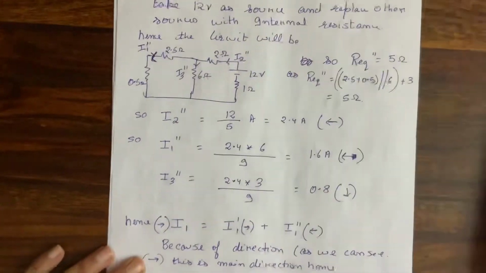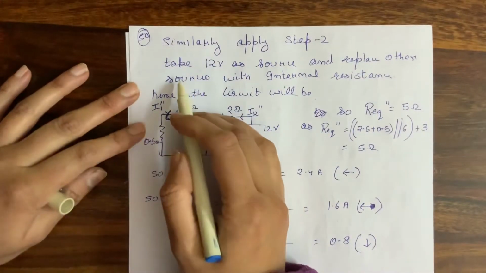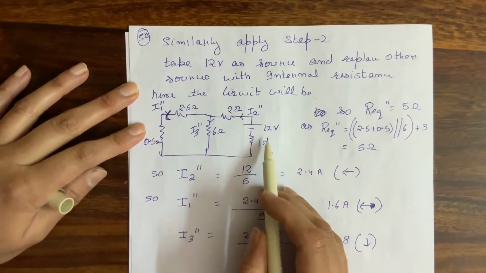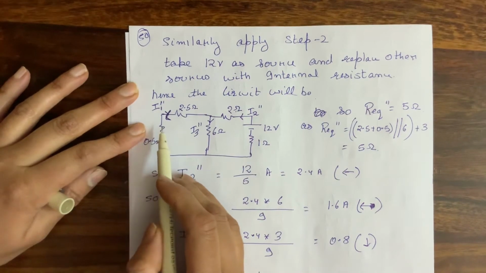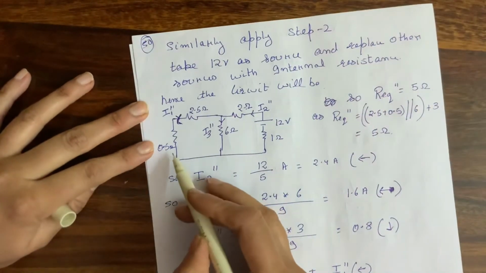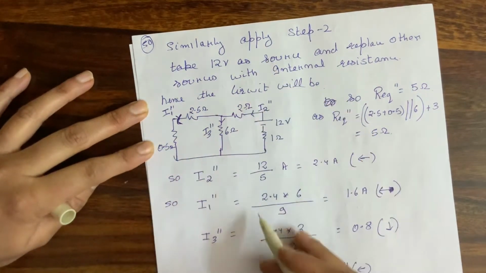Now, what will be the step 2? In step 2 we are going to consider the voltage source of 12 volt. Hence, we are short circuiting 6 volt. When short circuiting 6 volt, we will keep the resistance as 0.5 ohm and repeat the same process.